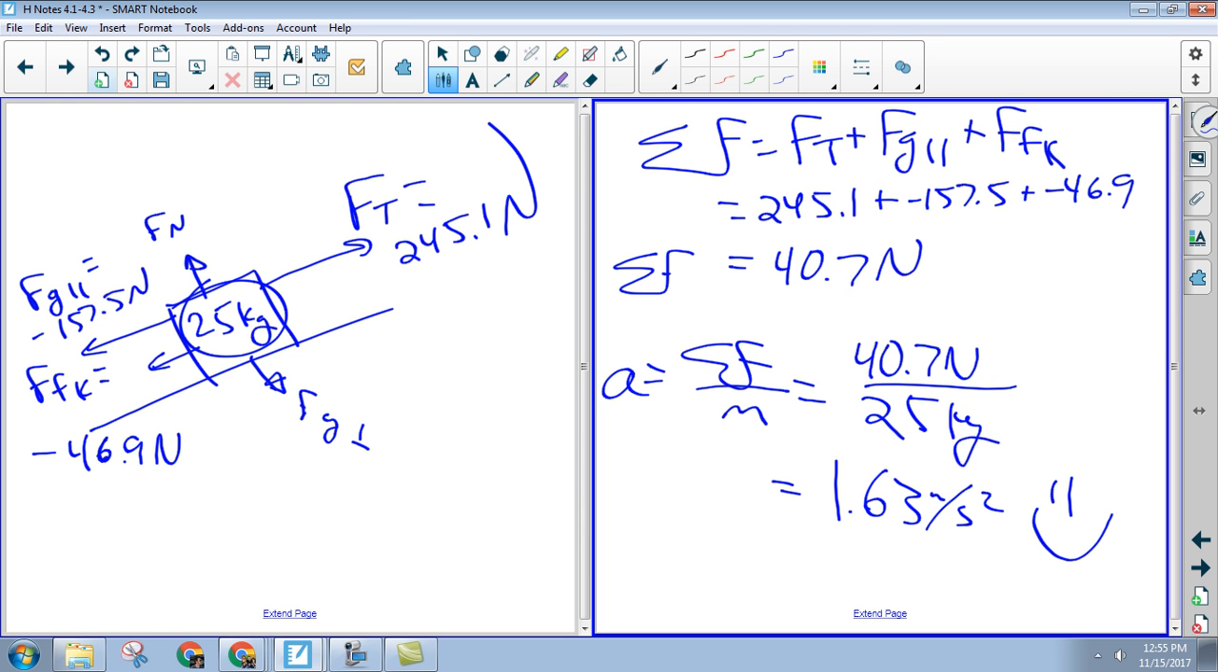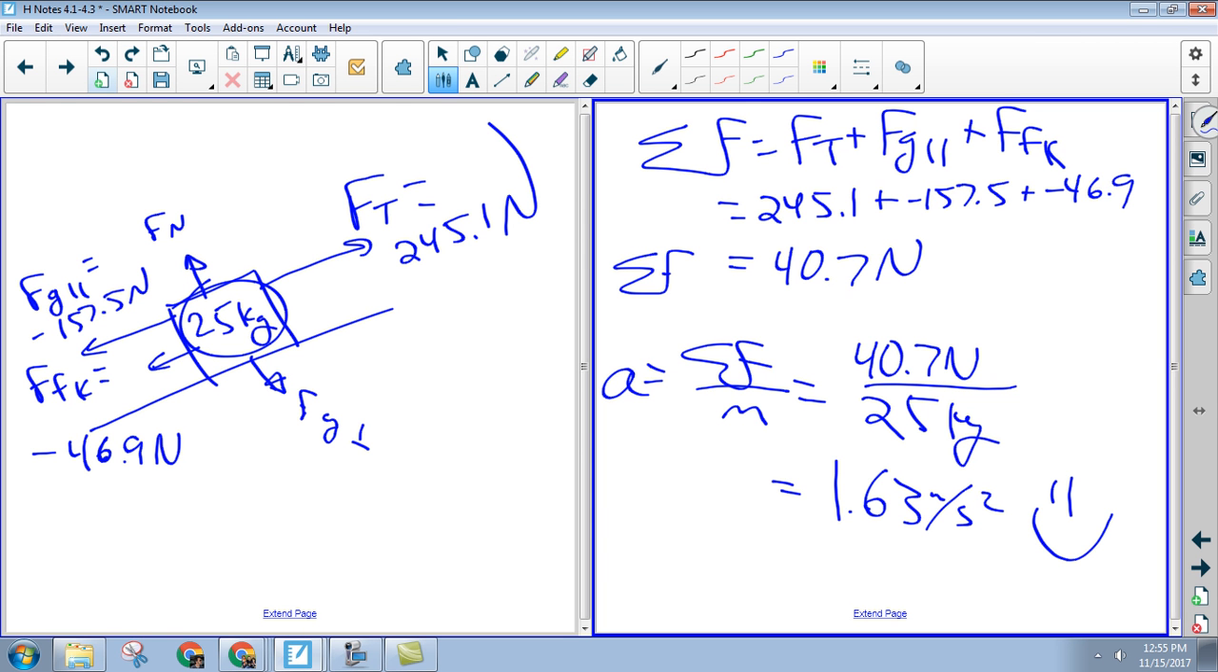So why am I happy with that answer? Why does it put a smile on my face? Because it checks out. That's the same acceleration that the two other free body diagrams had. Make sense? I know what you're saying. It's weird. It seems like it shouldn't work out, but it does.